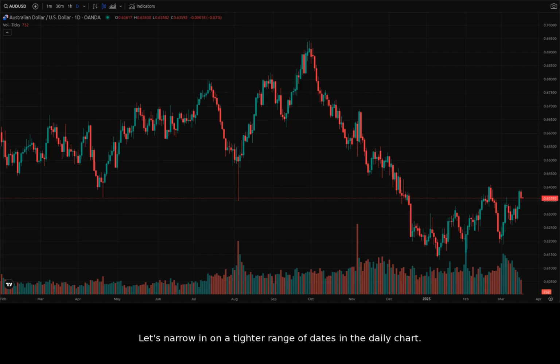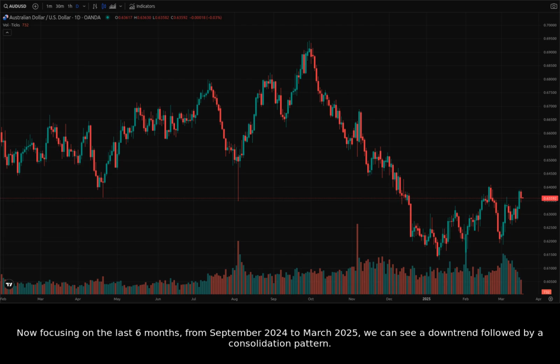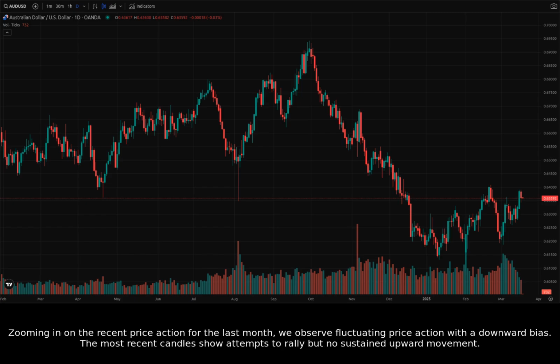Let's narrow in on a tighter range of dates in the daily chart. Now focusing on the last 6 months, from September 2024 to March 2025, we can see a downtrend followed by a consolidation pattern. Zooming in on the recent price action for the last month, we observe fluctuating price action with a downward bias. The most recent candles show attempts to rally, but no sustained upward movement.